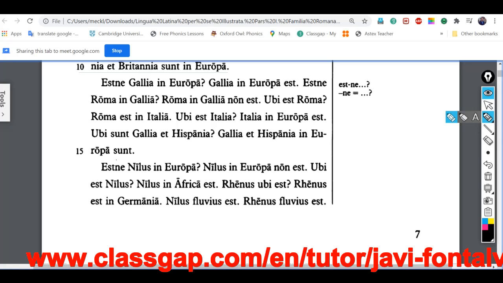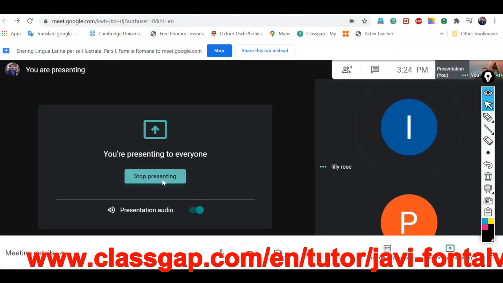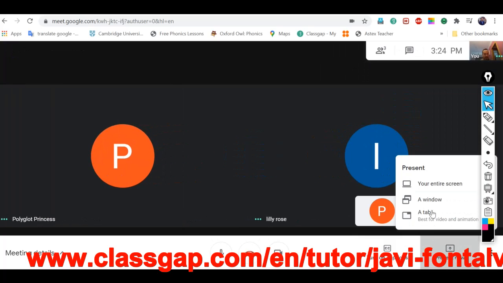Okay, so before with Lili, I commented that at that time, actually, these two letters were the same letter. So there was a time everything was like a V. So, for example, fluvius, you could see it written like this. Sorry, I made a mistake. Like this. Wait a moment. You cannot see it. I need to change this screen.